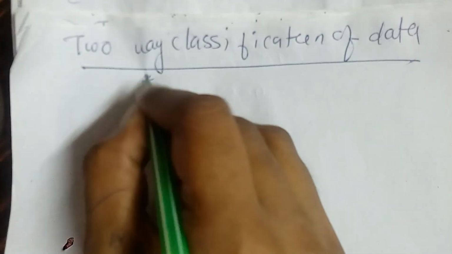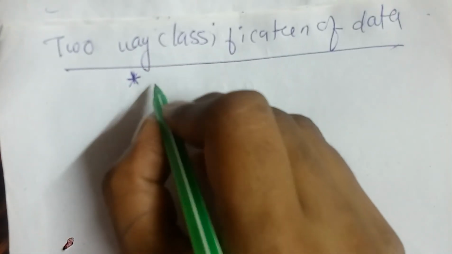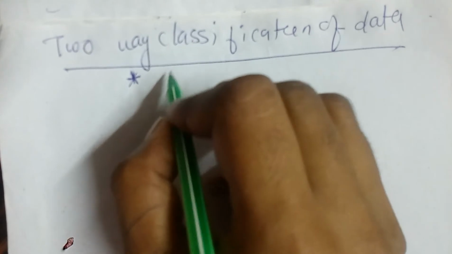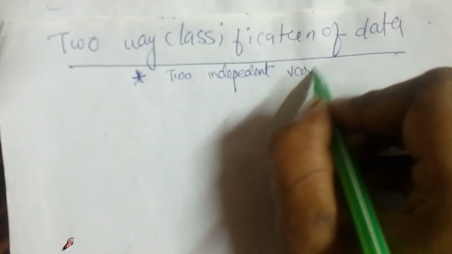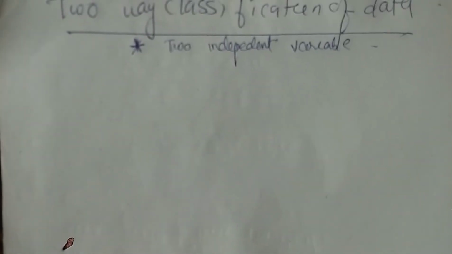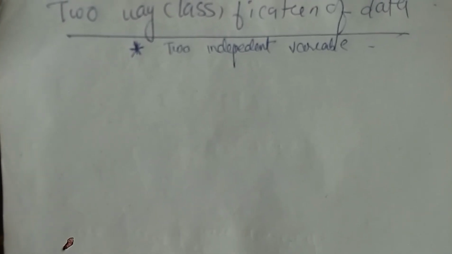In this section, I will teach you two-way classification of data. Two-way analysis of variance is an extension of one-way classification. It has two different categories. The main difference from one-way classification is that two-way classification has two independent variables. In the case of one-way classification, it has only one independent variable. But in this case, we have two independent variables.